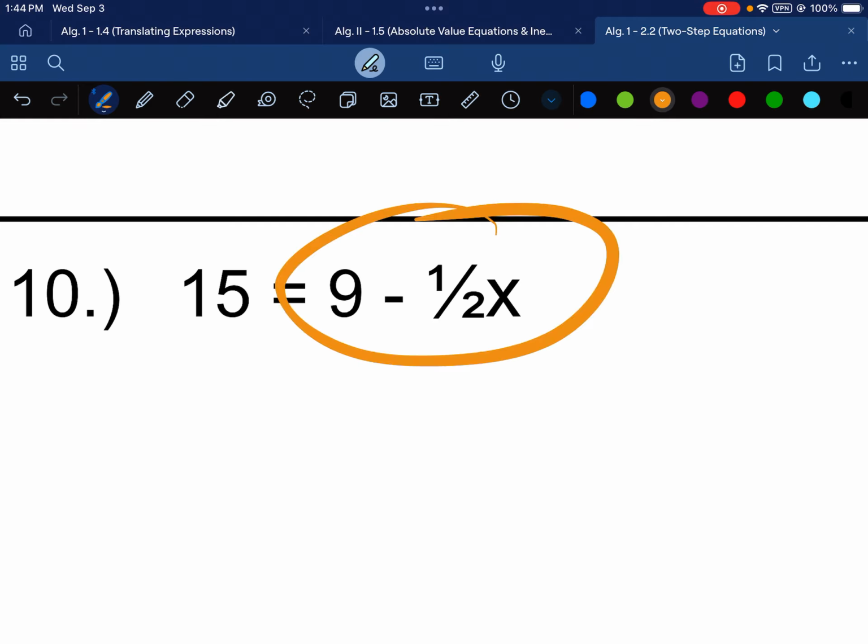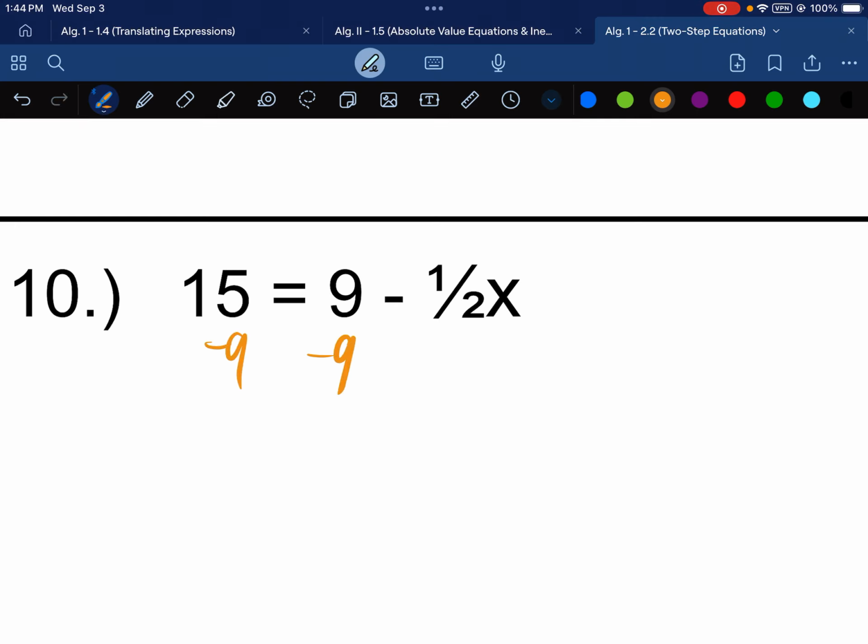Number 10 here, 9 minus 1/2 x is what's on this side, so we need to undo the 9 first. This 9 is positive, so we do not add 9, even though this minus sign's here. We subtract 9. That minus sign over here is for the 1/2 x. So we subtract 9 and get 6 equals negative 1/2 x.